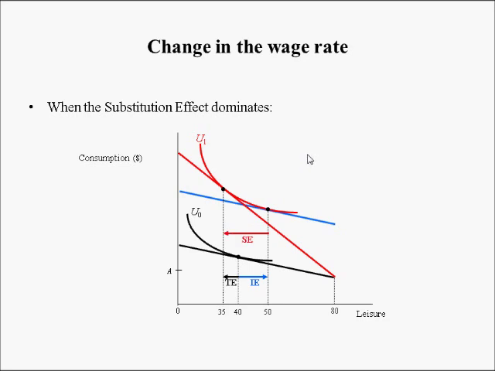And here the substitution effect dominates the income effect. So leisure falls and hours worked increases when wages go up. In summary, an increase in the wage increases hours worked because the substitution effect dominates the income effect.